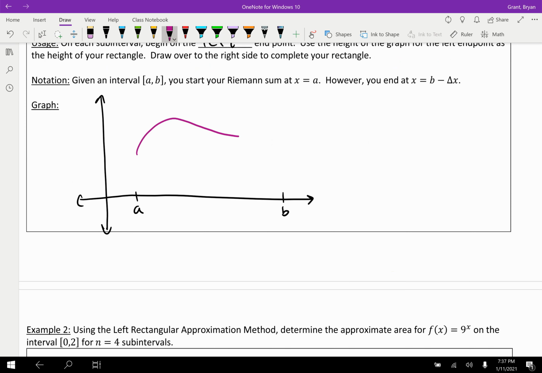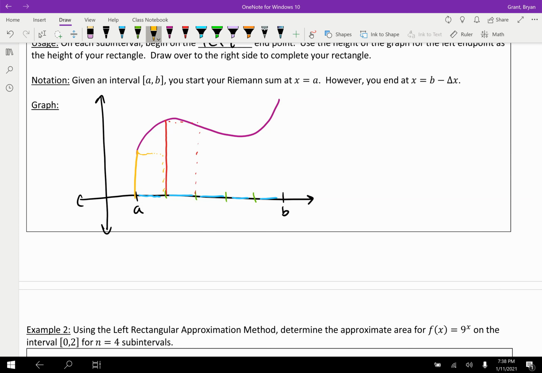The graph, and we need some subintervals. Same 5-ish subintervals, doesn't really matter. Let's look at these subintervals. I'll do each interval in blue just so we can see the 5 of them. My first subinterval, we need to start on the left side. This is the left rectangular approximation. So we draw up and then dash over. Next one, we draw up and dash over.